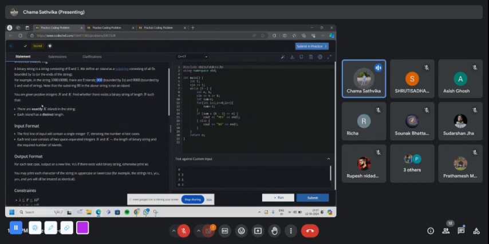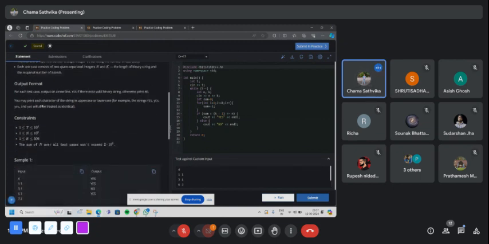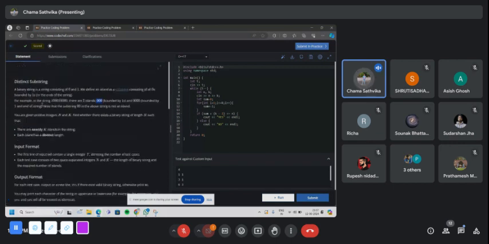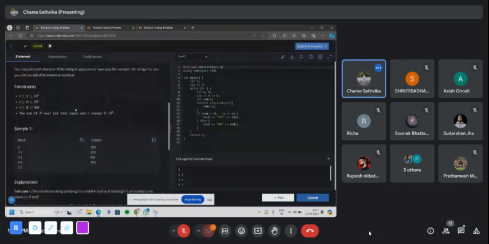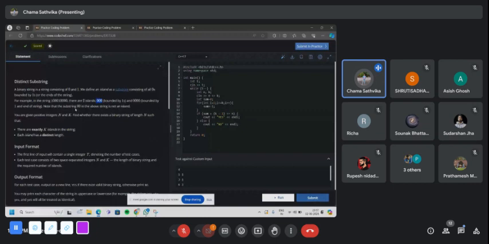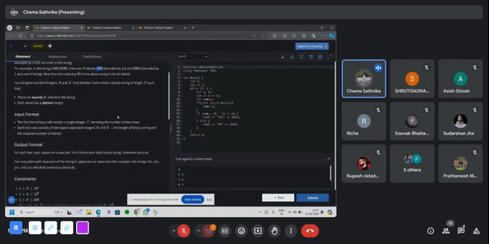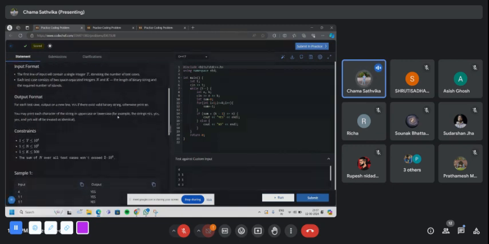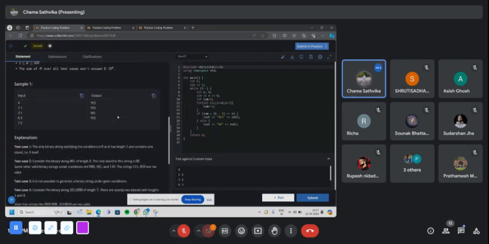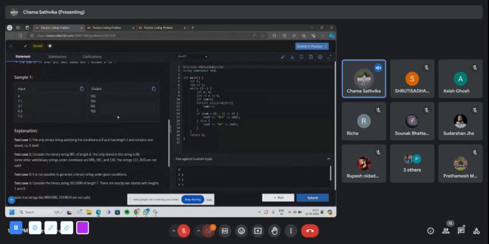Then here we are given integers N and K. N is the length of the binary string, and K is the number of islands. We just need to give the output as yes or no, depending on whether K islands are possible in a string of length N. That's it. We need to understand one thing here. Suppose let's take these test cases.